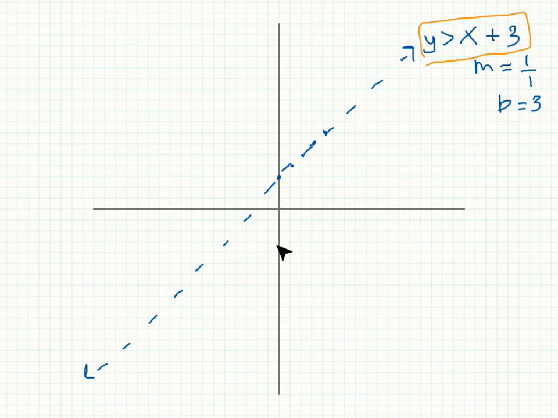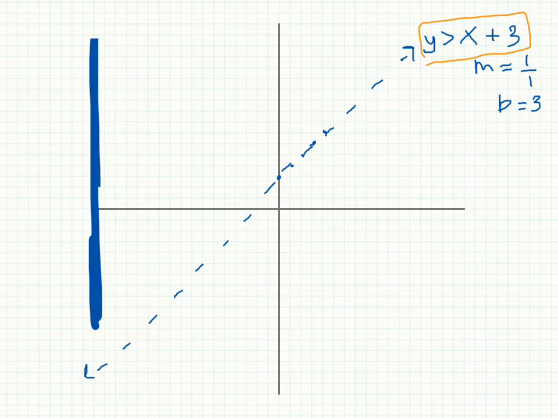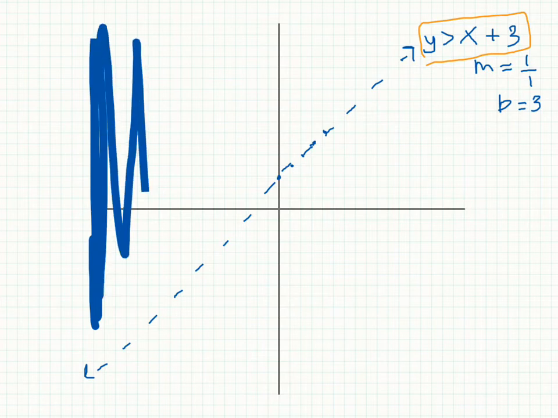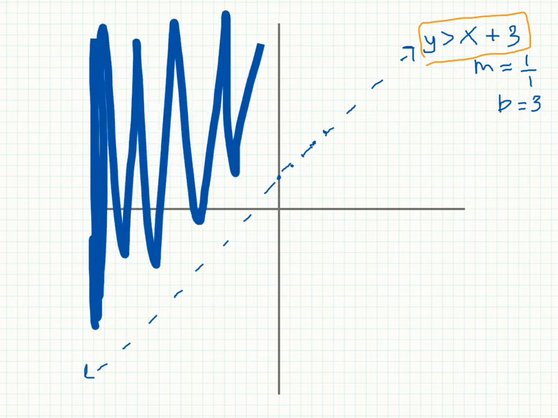If we go down, the y-axis gets smaller, which would be less. If we go up, the y-axis gets bigger, which is greater. So that tells me I want to be shading up along the y-axis. So I'm going to shade everything up that y-axis.